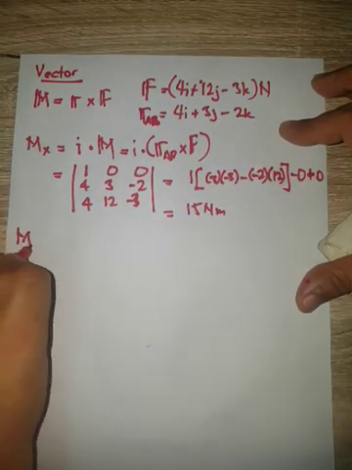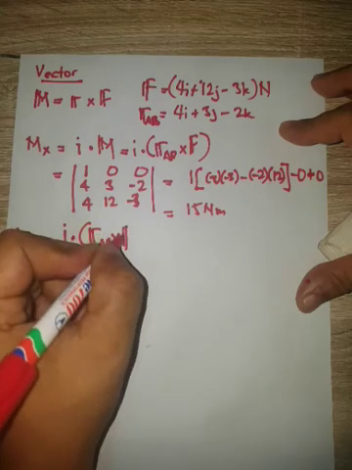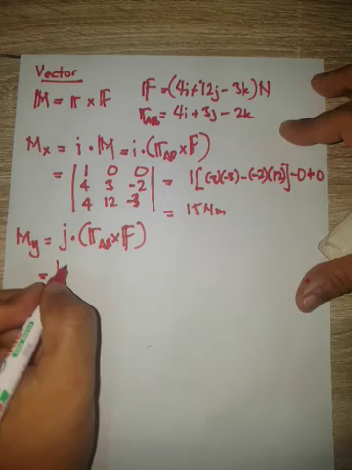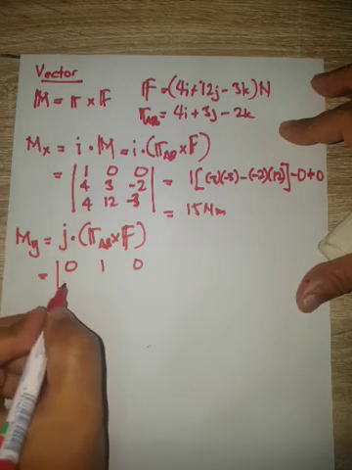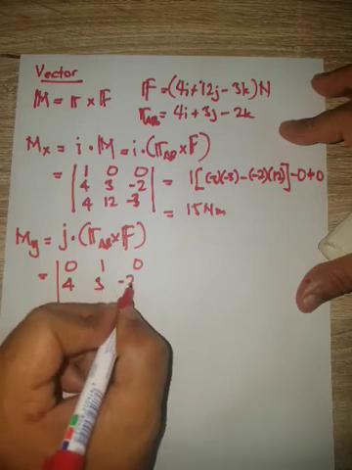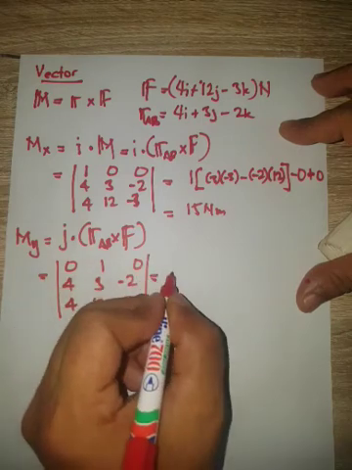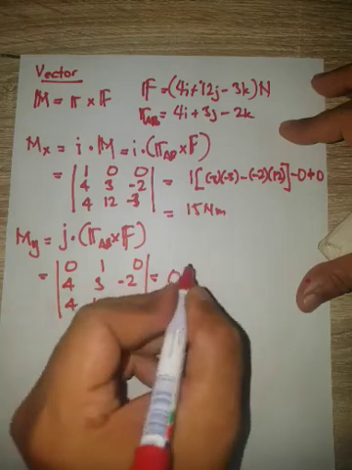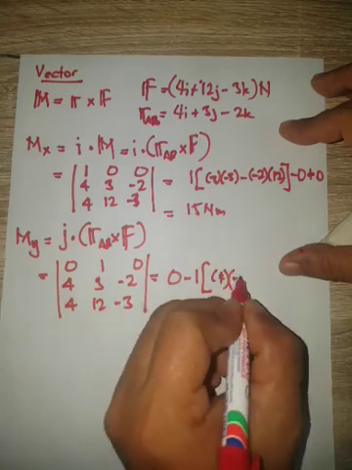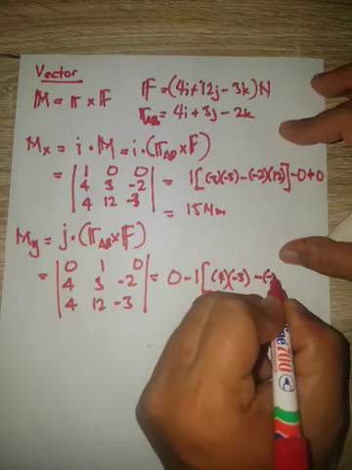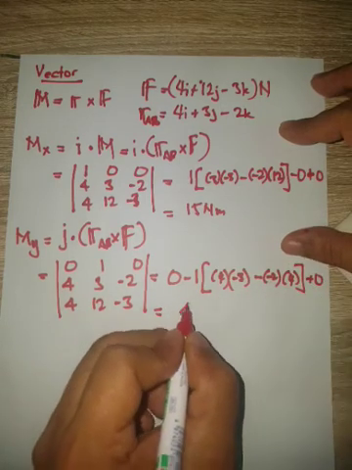Similarly, My is going to be j dot product R_AB cross product vector F. So it's going to be the determinant with i component 0, j component 1, and k component 0. Then we replace the position vector 4, 3, minus 2, and the force vector 4, 12, minus 3. So the i component is going to be 0, and for the j component we have 1 times 4 times negative 3 minus minus 2 times 4, and plus 0. We solve the calculation and get 4 Newton meter.